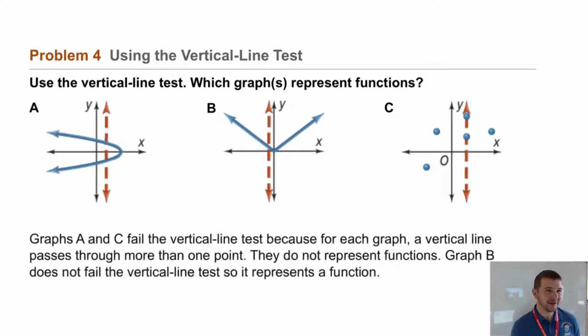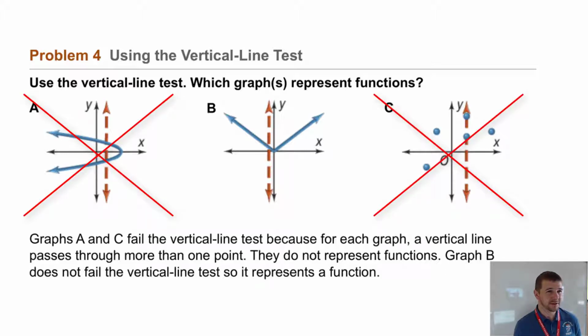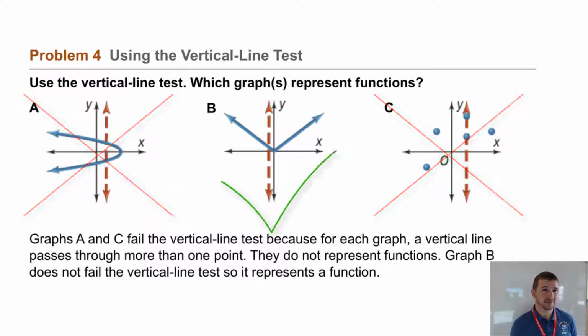Graphs A and C fail the vertical line test because for each graph, a vertical line passes through more than one point. They do not represent functions. Graph B, on the other hand, does not fail the vertical line test, so it represents a function.